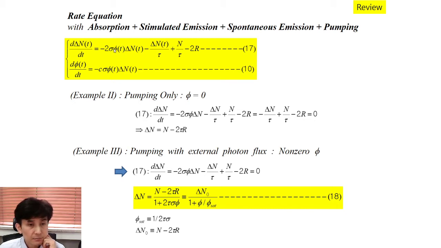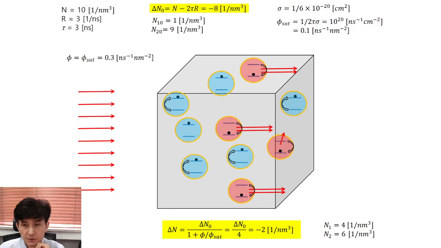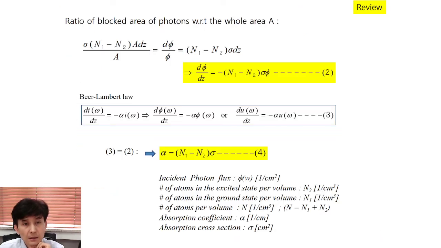And by varying the external photon flux, we can obtain how the population inversion of the medium changes with respect to the external photon number. Those are the graphical representation of those results. And next, this is another review of the results we obtained in the previous PowerPoint file.